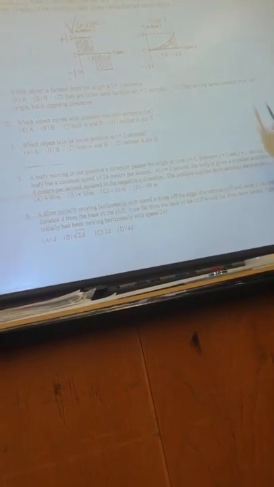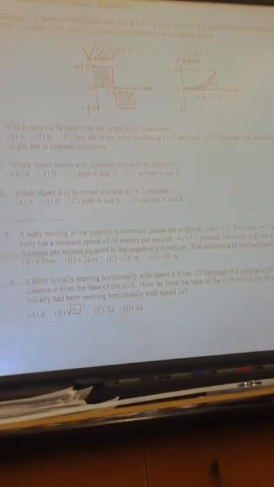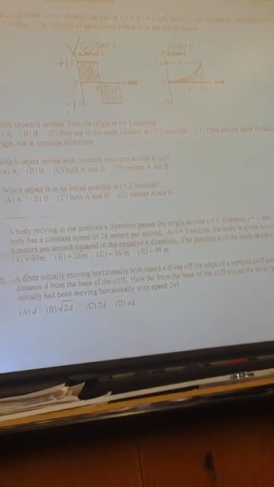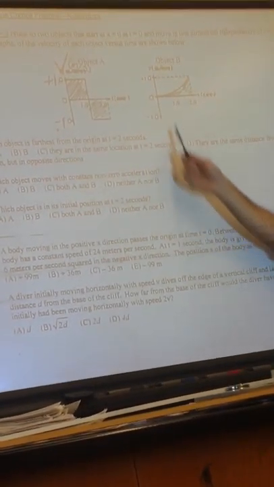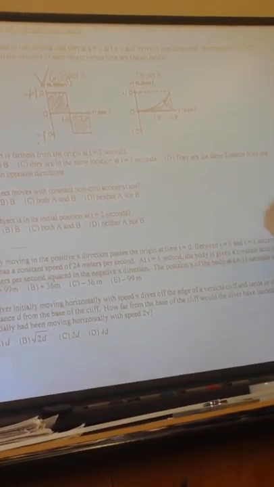Object B. Okay. You've got to really pay attention to the wording. Which object moves with constant non-zero acceleration? B. Do you guys all agree that B? No. Why not, Jamie? Well, because your B doesn't have constant acceleration at all. Right. See, it does have a non-zero acceleration, but you can see the slope of this keeps changing. And you guys told me that the slope of the velocity versus time graph is your acceleration.